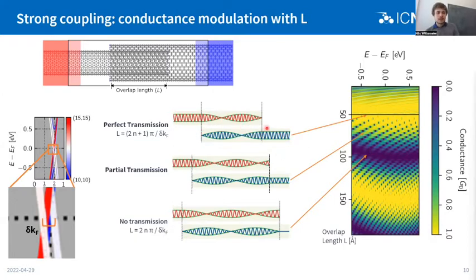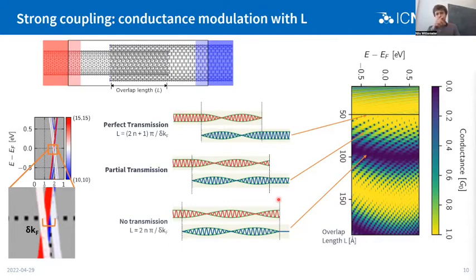Depending on the amplitude of the wave function on either of the two tubes at the end of the overlap region, we will either see perfect transmission. That's the case if a full number of wavelengths plus half fits in the overlap region, or we will have no transmission if the modulation is just commensurate with the overlap length. And in between, we will have partial transmission, where part of the electrons is going to go through and the other part is going to be reflected.